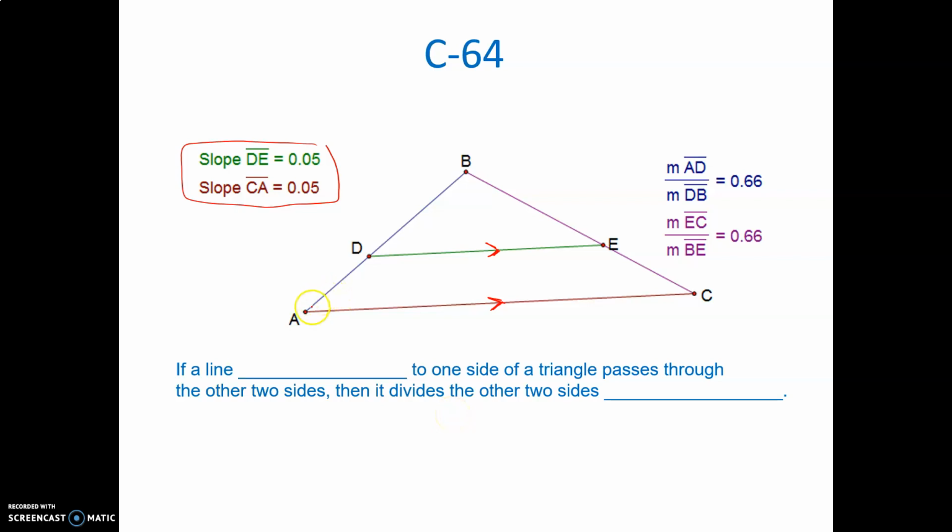Okay, here we took AD and divided it by DB. I get 0.66. Here we take EC and we divide it by the measure of BE, and we get 0.66. So it seems that if a line is parallel to one side of the triangle and passes through the other two sides, then it divides the other two sides proportionally. So that is conjecture number 64.